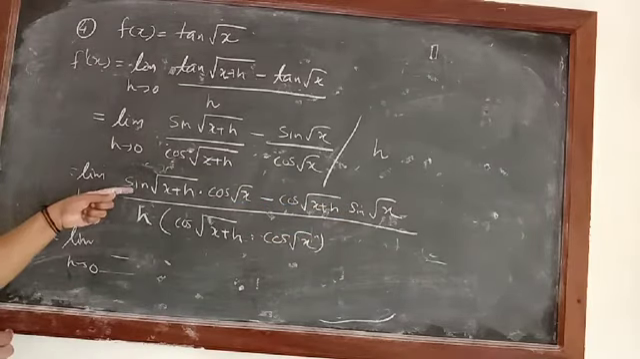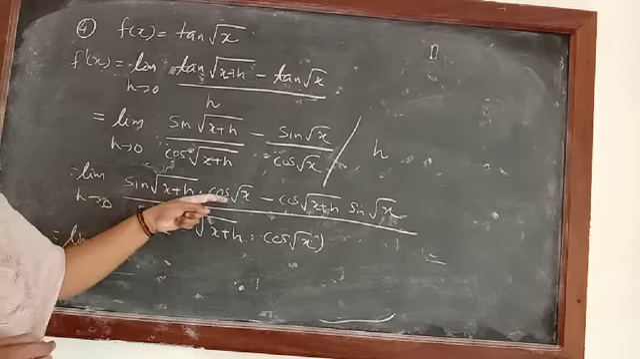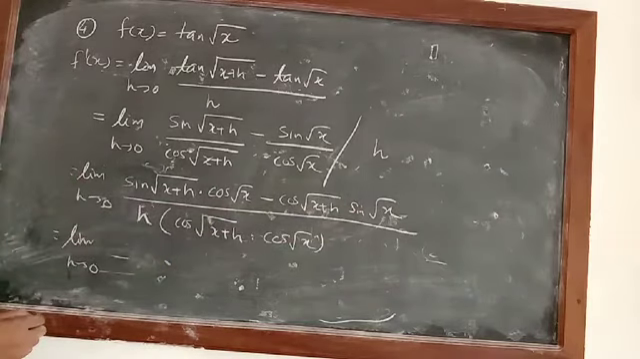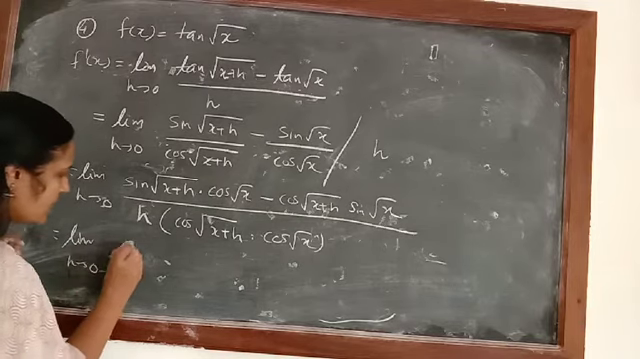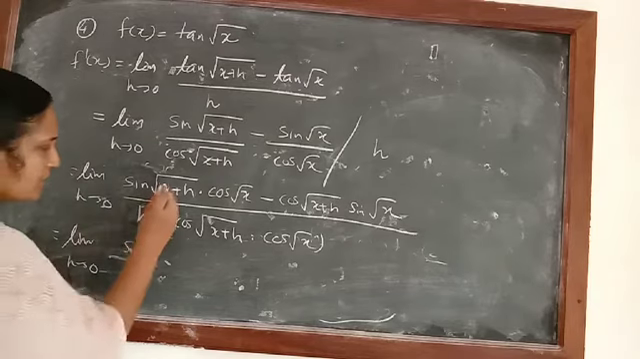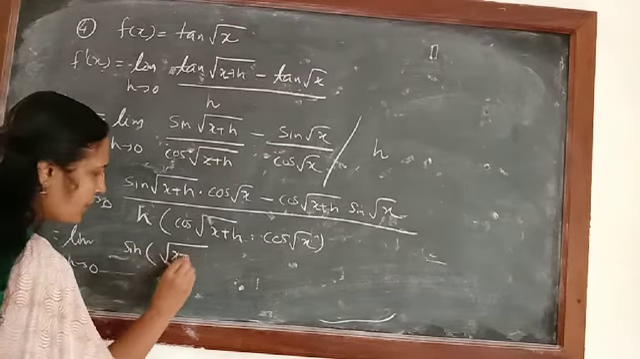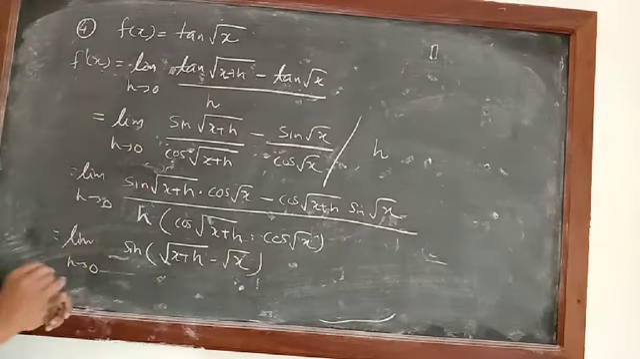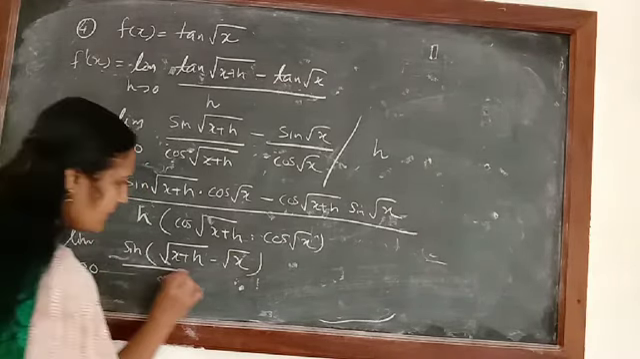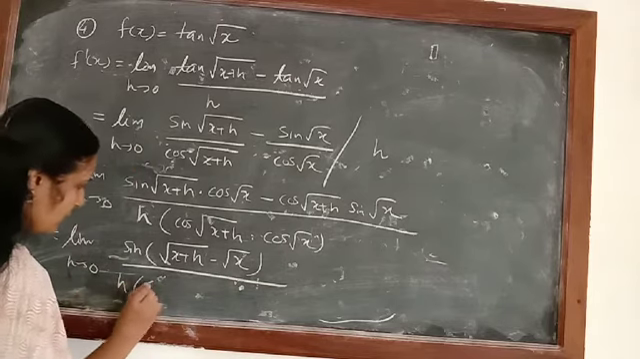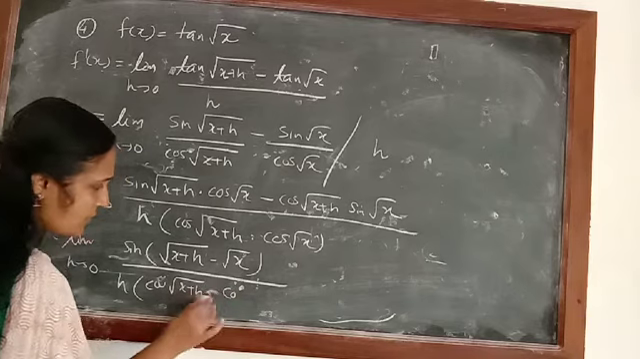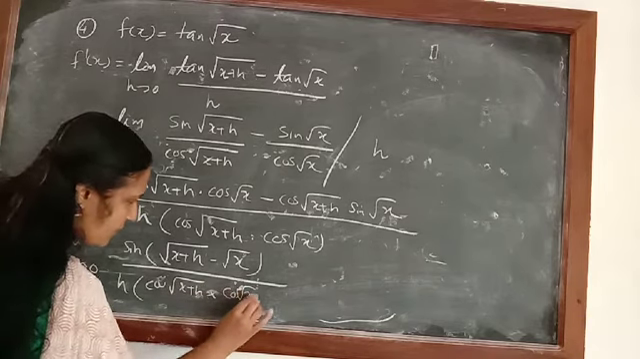It is written in the form sin a into cos b minus cos a into sin b. What is that? Yes, sin(a minus b). So we will write down sin(a minus b). In place of a what we have? Root x plus h, and in place of b what we have? Root x. So minus root x, whole divided by h into cos root x plus h into cos root x.